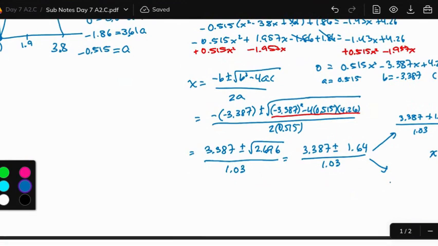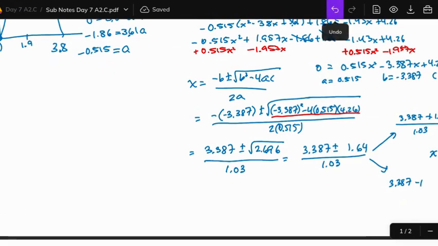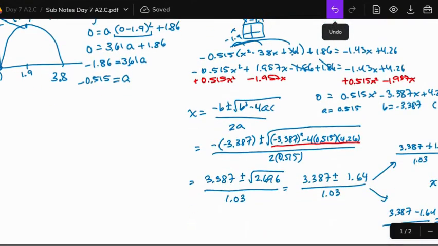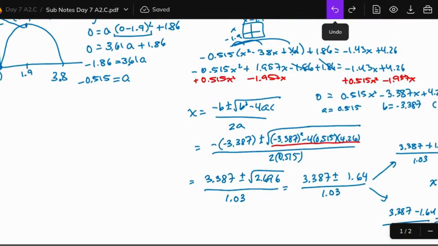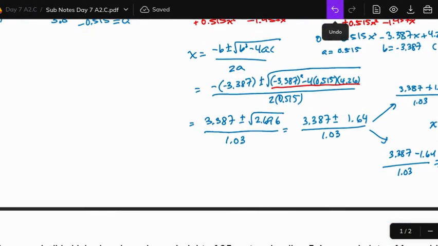And so the second one, I have 3.387 minus 1.64 all over 1.03. And that simplifies down to 3.387 minus 1.64 is 1.747 divided by 1.03. And we get 1.69 or 1.696, right? So rounding should have really made it 1.7, but I think I was using the exact value of the square root when I saw that answer. So we've got two possible answers for our x values. So these are both x's.